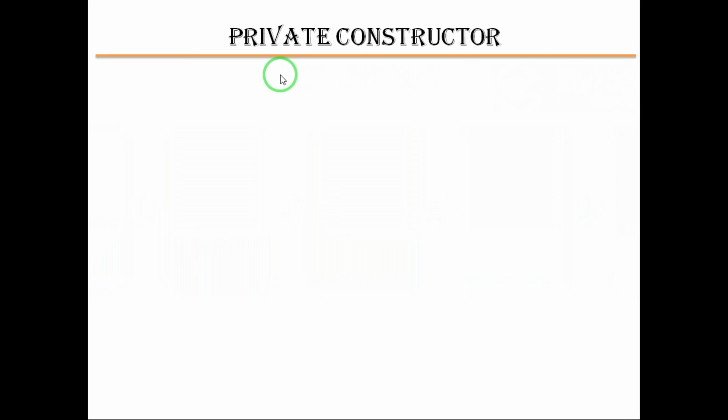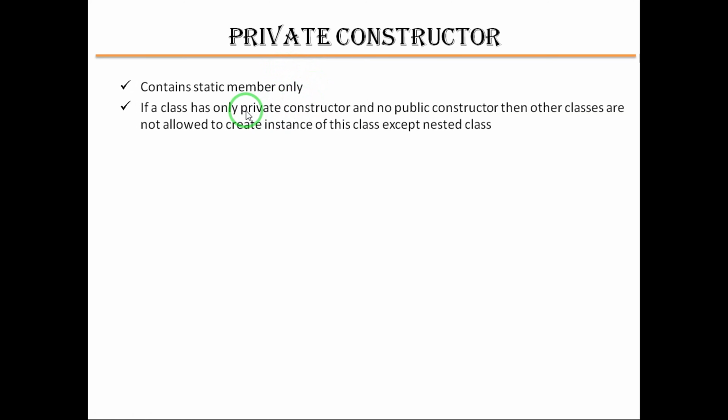What is a private constructor? A private constructor is a special instance constructor which is used in a class that contains only static members. If we have a class which has only a private constructor and does not have any public constructor, then other classes are not allowed to create an instance of this class, except nested classes.